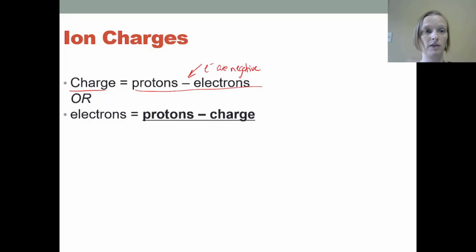All I did in this example was I added electrons to both sides of the equation. And then I subtracted the charge from both sides of the equation. So protons minus charge equals just the electrons because the charge canceled out over here.